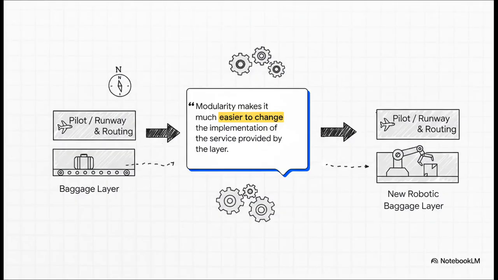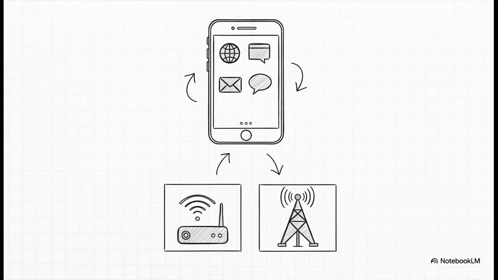And this brings us to the magic word, the key benefit here, modularity. Think about it this way. If the airline decides to install some fancy new robotic baggage system, does the pilot need to learn how to fly the plane differently? Of course not. The pilot's layer, runway and routing, is completely separate from the baggage layer. One can change without breaking the other. And that is exactly how the internet works.